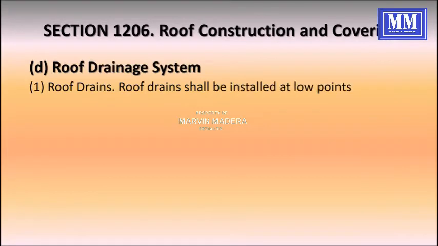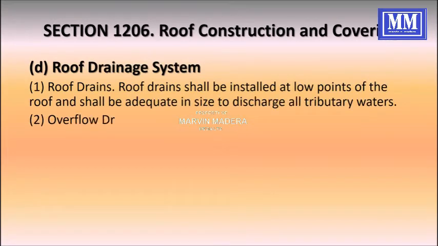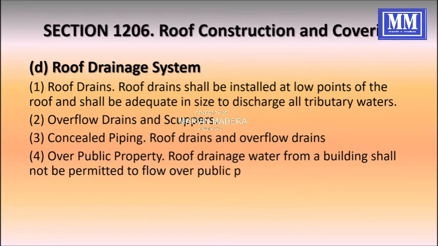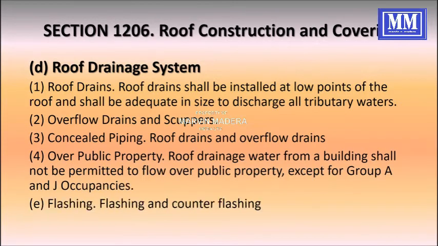Roof drainage system. Roof drains shall be installed at low points of the roof and shall be adequate in size to discharge all tributary waters. Overflow drains and scuppers. Concealed piping. Roof drains and overflow drains. Over public property, roof drainage water from the building shall not be permitted to flow over public property except for Group A and Group J occupancy. Flushing and counter-flushing.